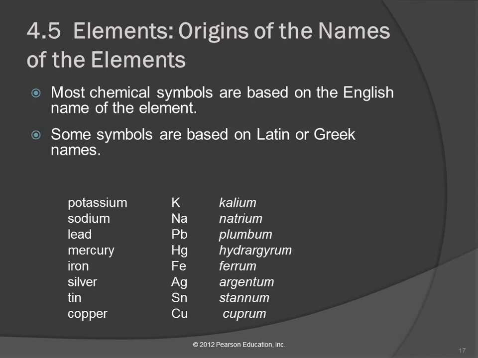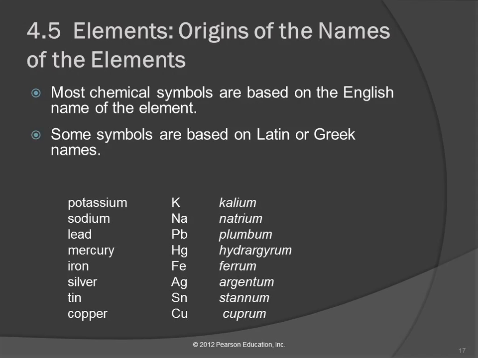The symbols for the elements have 1 or 2 letters. The first letter is always capitalized. The second is never capitalized. And those chemical symbols are related to the name. Now, most of them are based on the English name, but some of them are based on the Latin or Greek names.